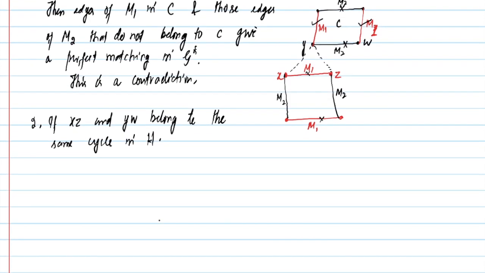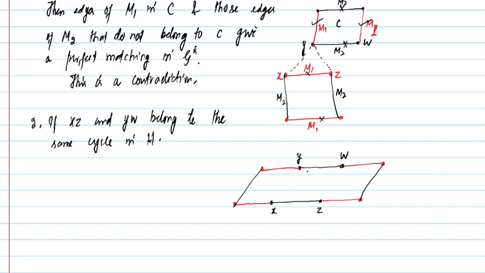So now let's try to construct a kind of situation here. Suppose we have the edge yw here, and then suppose the edge xz here. Now these both edges belong to the same cycle in H. So now let's construct some more edges here. Since the edges alternate between M1 and M2, suppose the next edge is this, and the next edge is like this, and similarly here and here. And now let's construct some more edges, like this and this.